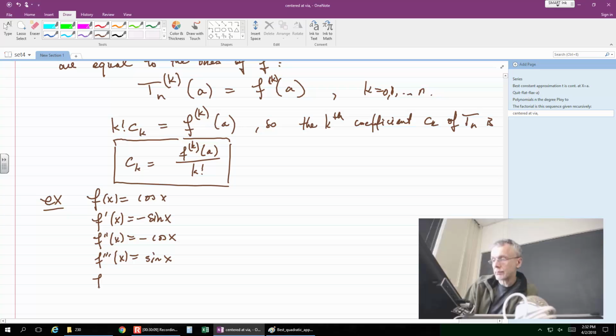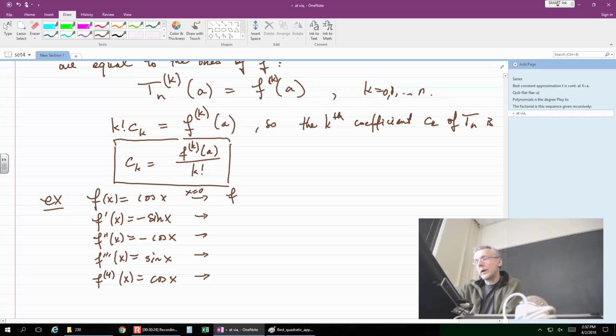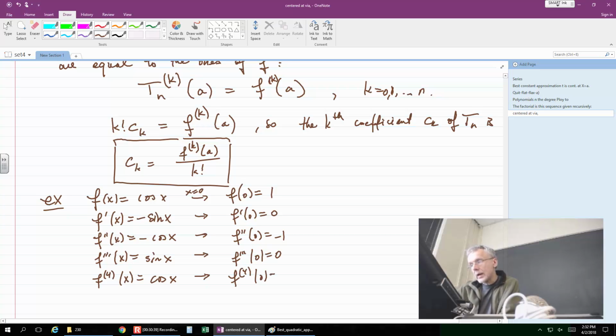Now let's do one more. Why not? The 4th derivative of sine x is equal to cosine x. Okay, so now we evaluate the derivatives at x equal, let's say, 0. So f of 0 is equal to 1, f prime of 0 is equal to 0, f double prime of 0 is equal to negative 1, f triple prime of 0 is equal to 0, f 4th derivative of 0 is equal to 1. Okay, and now finally I'm writing the coefficients.